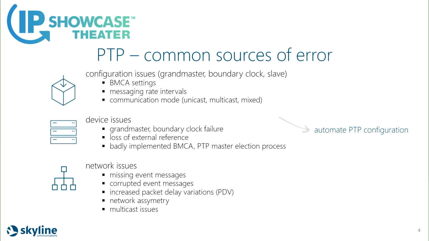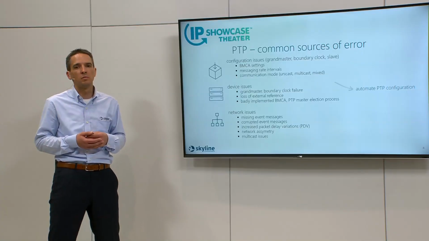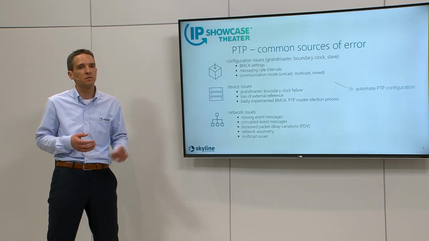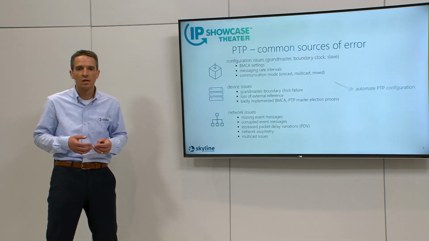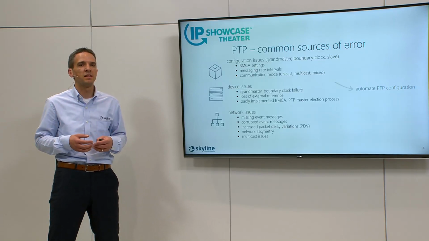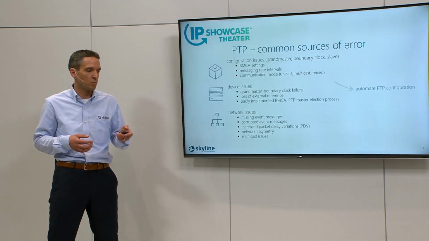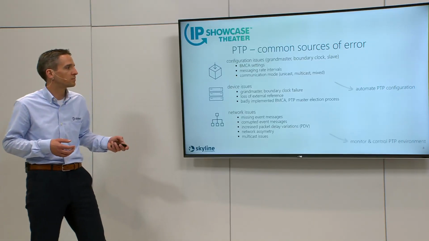Event messages might get lost, they might be missing. Sometimes they are corrupted. You see increased packet delay variation over a certain boundary. The network is not symmetric all the time. You see asymmetries. Also, pretty often we see issues with multicast traffic, especially when you run PTP in mixed mode. You have a mix of unicast messages and multicast messages, and those sometimes cause issues. Multicast typically creates a little bit more issues than unicast traffic.